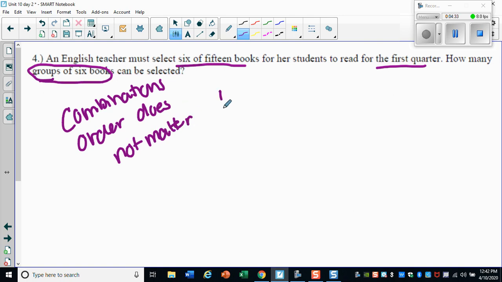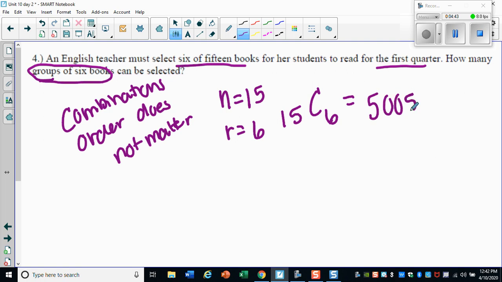Okay, so what is your n? I have a total of 15 books. R, I'm choosing 6 of them. So 15 choose 6. You're going to do that on your graphing calculator to get 5,005.